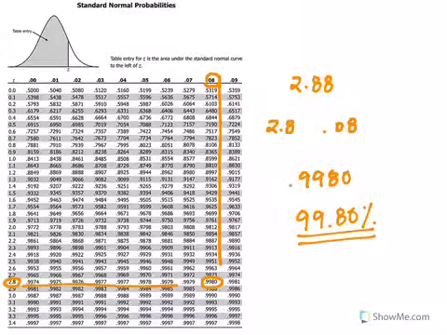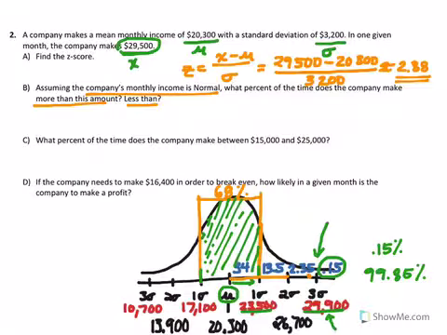Meaning that 99.8% of the time, the company is going to perform worse than this, bring in less income. And only 0.2% of the time will they score higher than this or bring in more income. So as we go back and say, well, what percent of the time does the company make more than this? Well, only 0.2% of the time, and less, that would be 99.8% of the time.